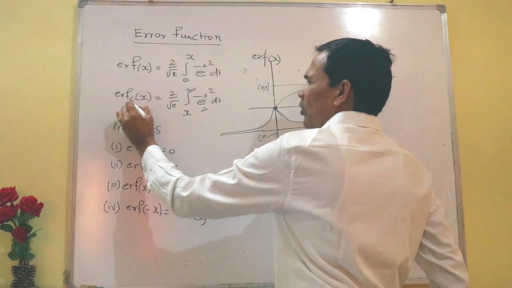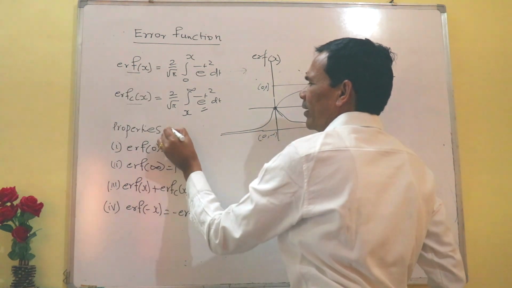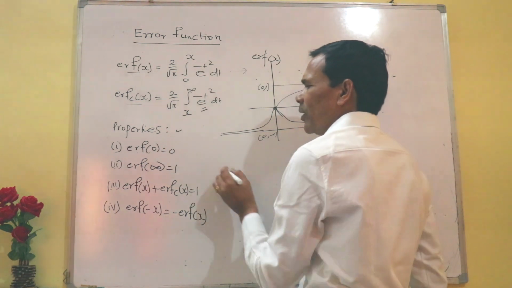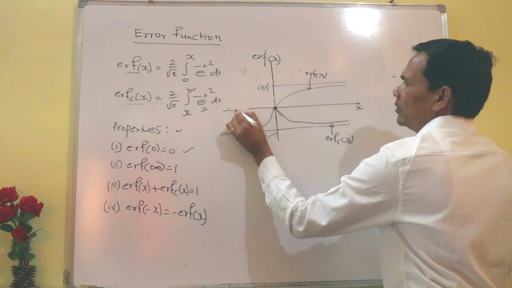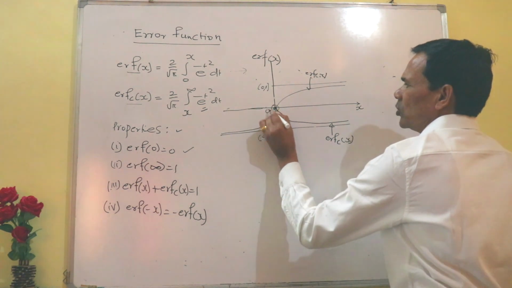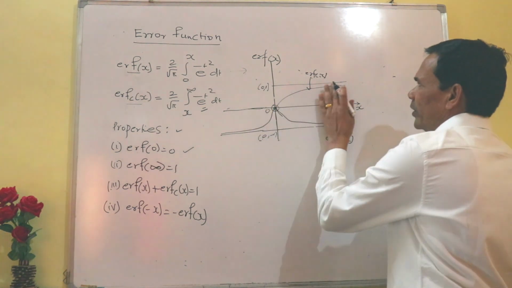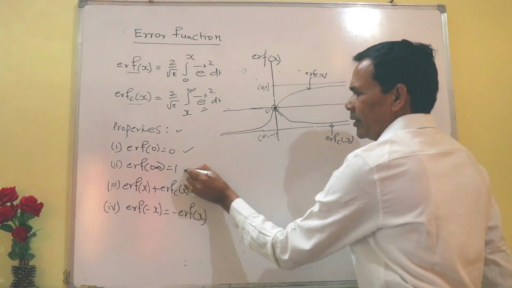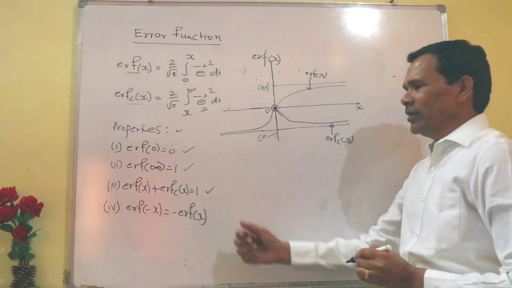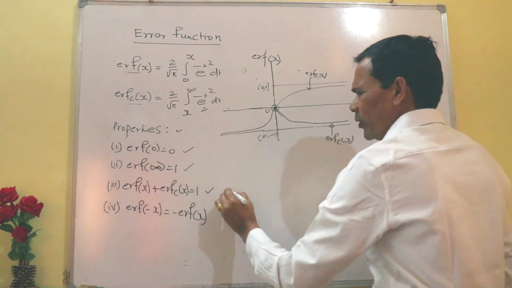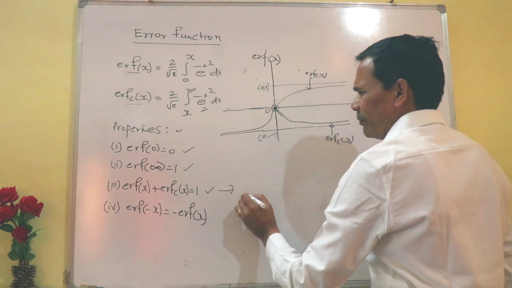So actually these are the notations used, and we discuss a few properties here. Error function of 0 is equal to 0; from the graph, if you observe, it is the origin. Error function of infinity is equal to 1. The sum of the error function and its complement is always equal to 1. You can prove this.